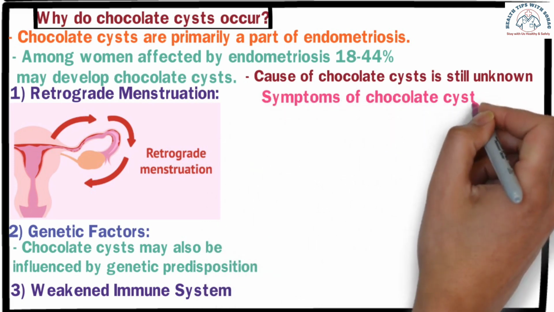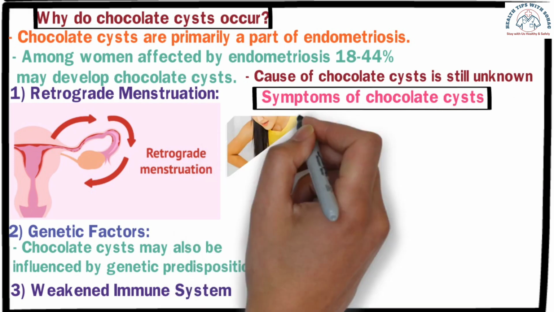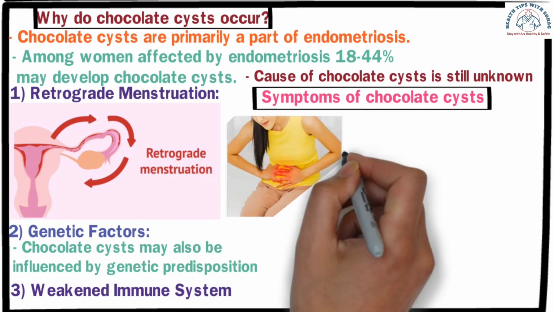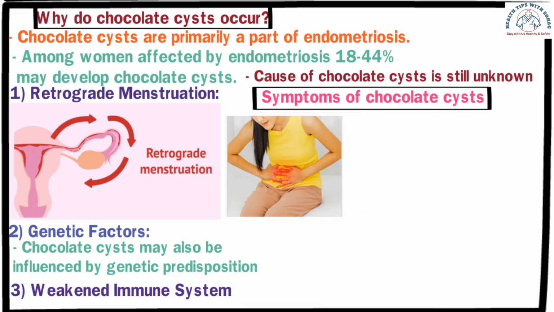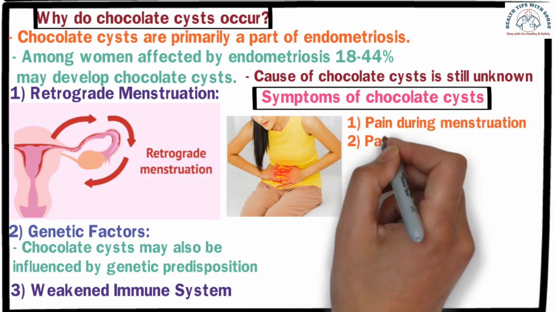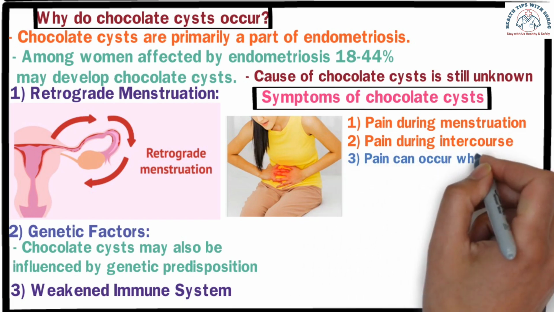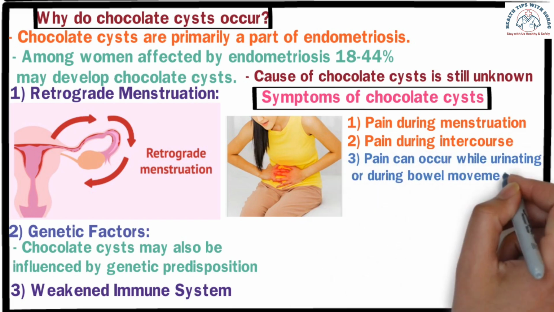Now let's discuss the symptoms of chocolate cyst. The most common symptom of chocolate cyst is pain. There are some specific symptoms. Number 1, pain during menstruation. Number 2, pain during intercourse. Number 3, pain can occur while urinating or during bowel movement.